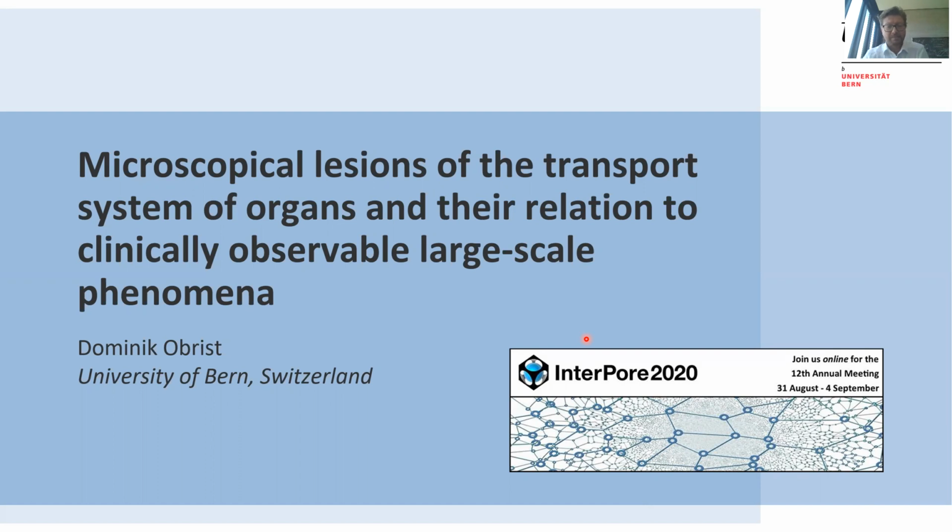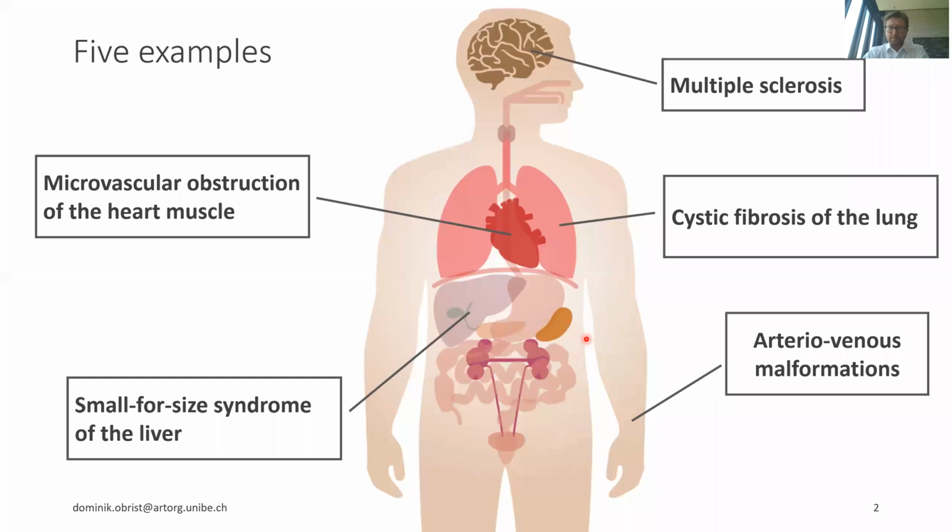But why is this important? In the following, I will show you on the basis of 5 examples that there's a significant number of diseases that are connected to small-scale lesions. These are diseases of large organs, major diseases which put a big burden on the healthcare system. Take, for instance, the first example, microvascular obstruction of the heart muscle.